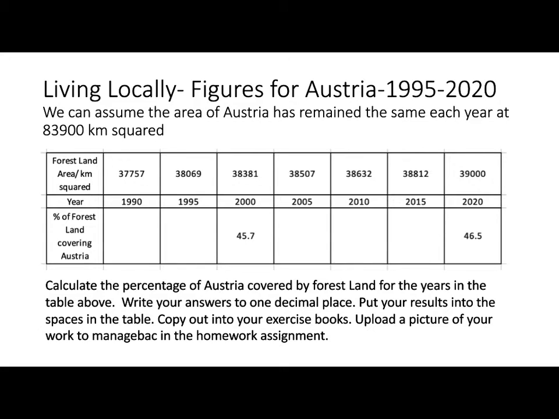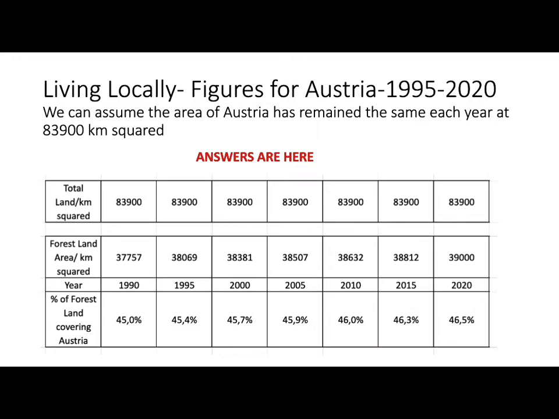So this table was there ready for you to copy out and fill in the blanks, basically. So you have to do some percentage calculations, right? Here are all the answers. Now, what I've put in there on the top is the total land area for each of the 5-year intervals. We assumed that the land area of Austria didn't change over that time. That seems a reasonable assumption, right?